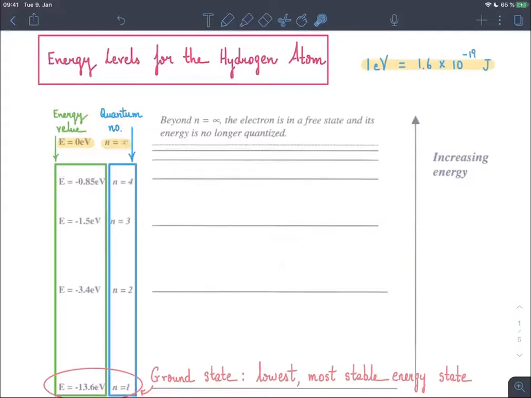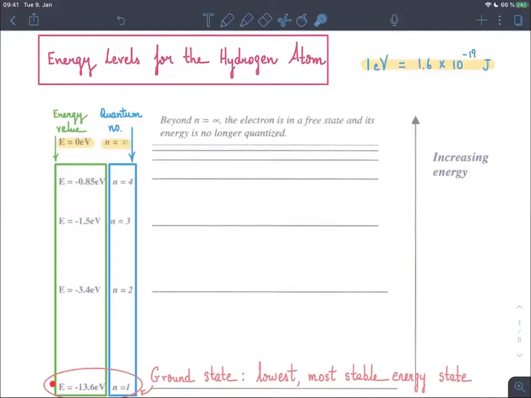Note that the energy gap or difference between the various levels is not equal. These values belong only to the hydrogen atom. So if we had to consider another element, its atom would have a completely different set of values. Of course, you do not need to know any of these values by heart.